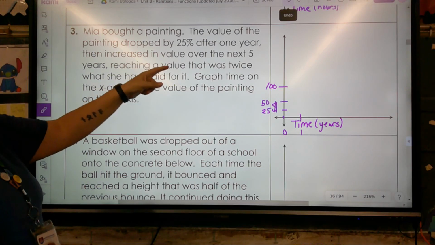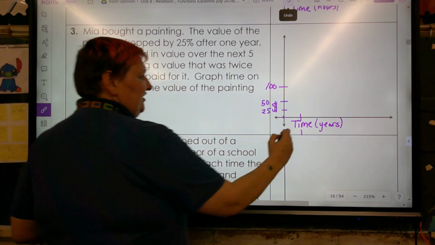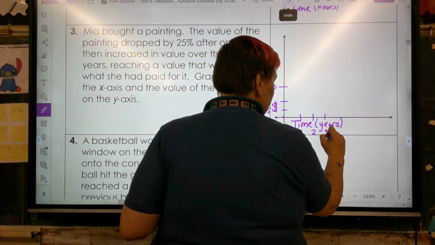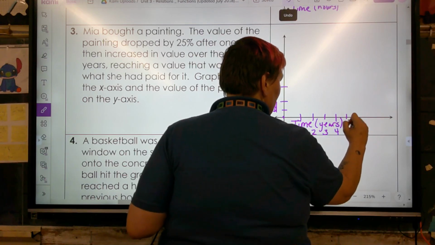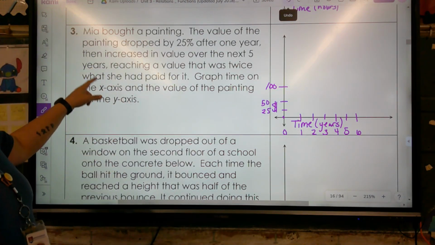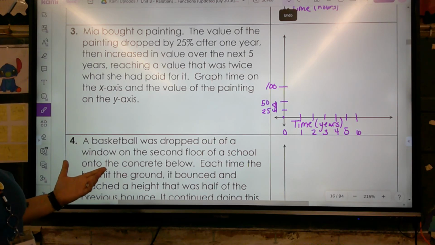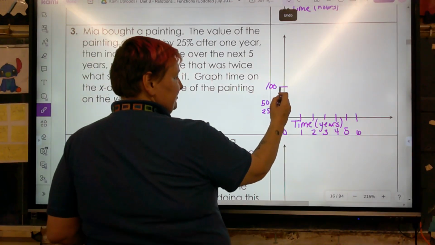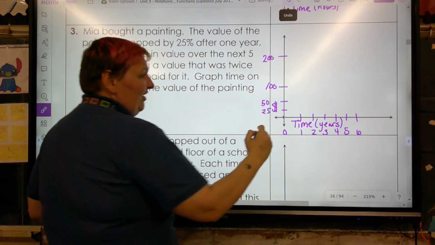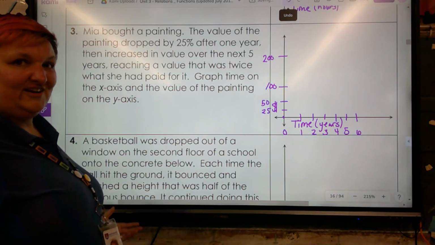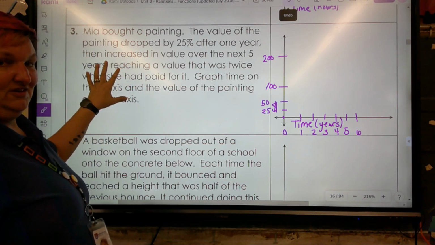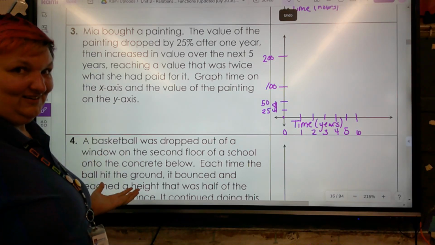And then increased in value over the next 5 years. So we know we needed to go 5 more years, so it has to go up to 6 years. And then it's going to end at twice what she paid for it. So 100 is where we started, so we need to end at 200. You notice I'm not filling in all the empty holes. They're not necessary. I'm creating a graph that represents this information, so I'm only putting what I need.